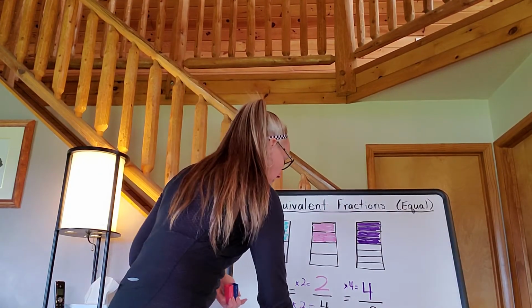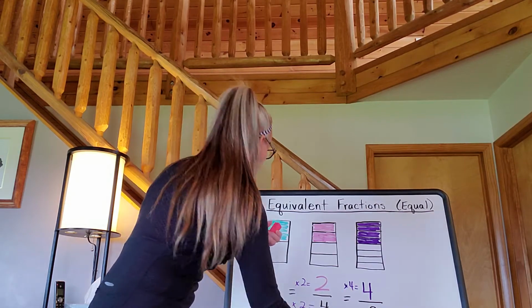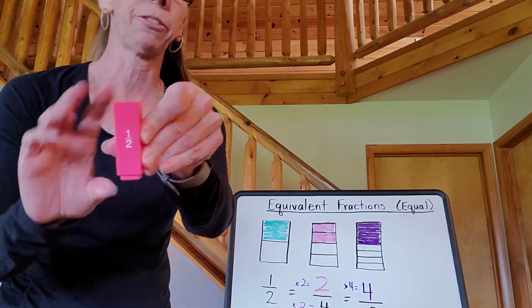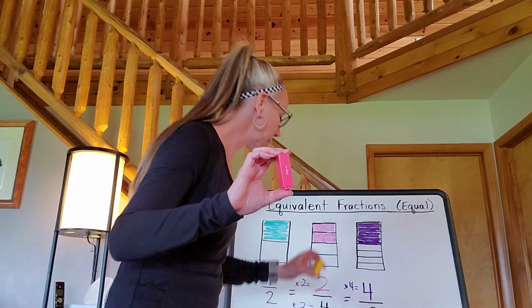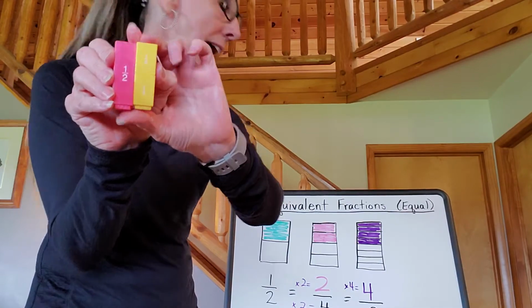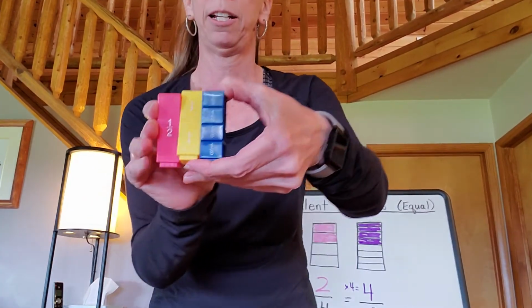Oops. I don't have 1/2. Can you go get it for me, Taylor? Oh, I have it. It's right here. So I have 1/2. Sorry, I showed you the wrong piece. So I have 1/2. And then we have 2/4. And now we're adding 8ths. So now we have 8ths.